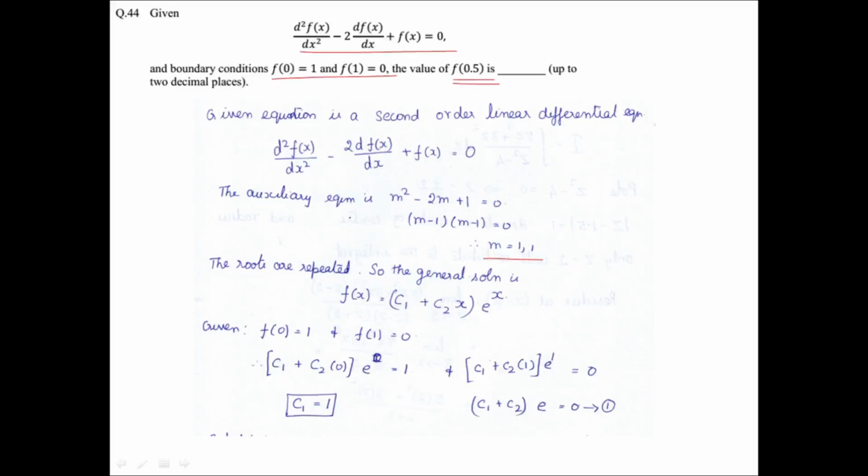In the question, they have given two boundary conditions. By using the first boundary condition, we can find what is the value of the constant. c1 plus c2 of 0 into e power 0 is equal to 1.